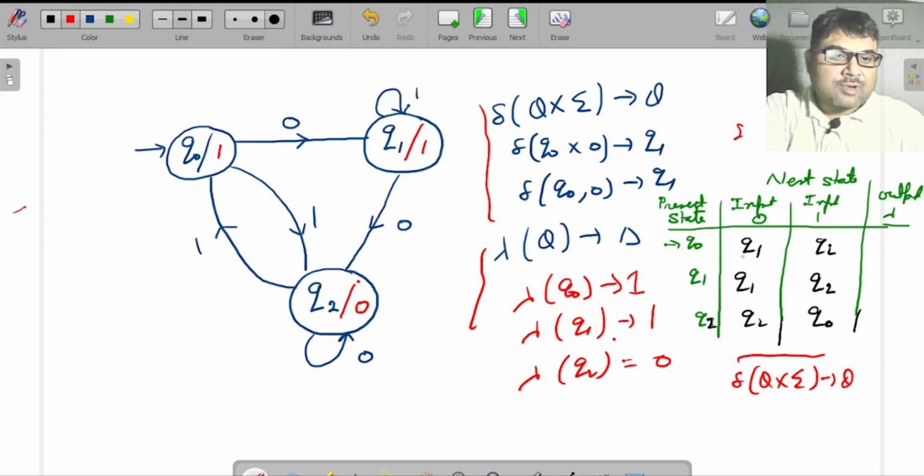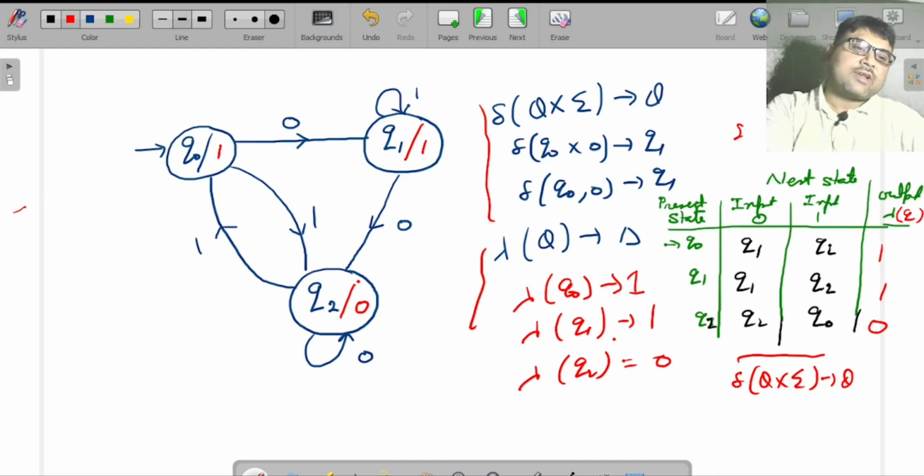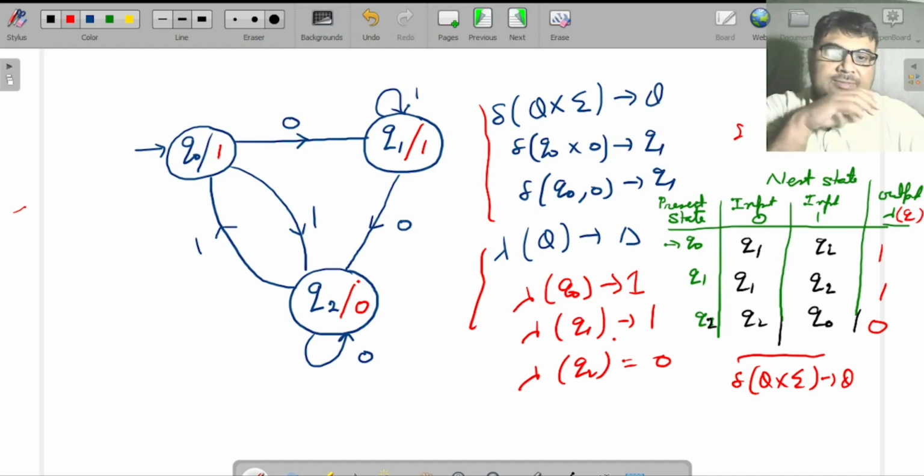Now, when we talk about lambda, the output is of the state Q. Let Q naught, what is the output of Q naught? Q naught gives 1, Q1 gives 1, and Q2 gives 0. So this is a transition table. In this way we can represent the transition table for the transition diagram and vice versa.